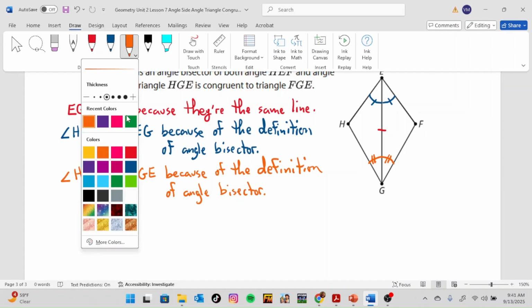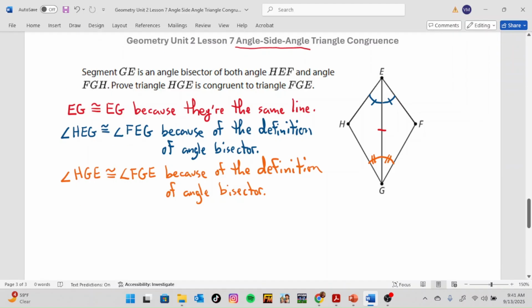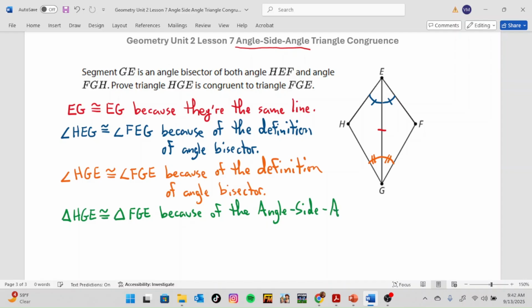So now we can make the final statement of our proof. We can prove that triangle HGE is congruent to triangle FGE because of the angle, side, angle, triangle congruence theorem.